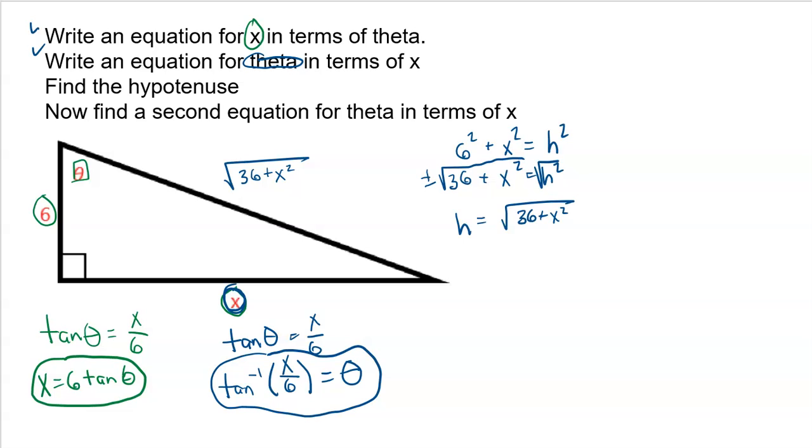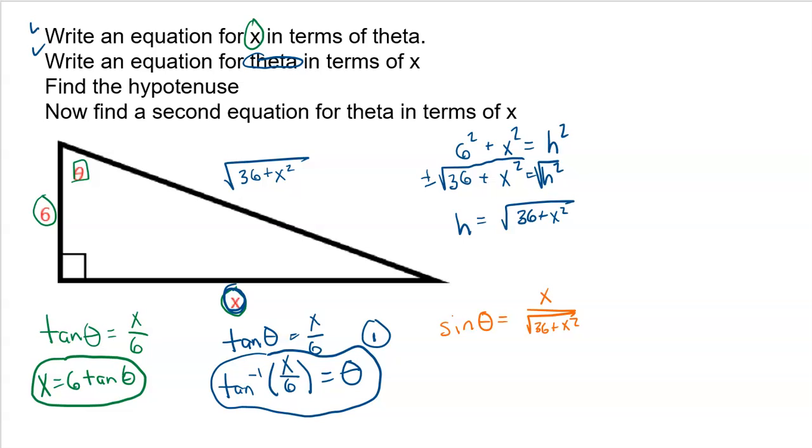So now it says find a second equation for theta. Well, I already found one equation for theta, and the only way I could find a second equation is if I use another side, because I've already used the 6 and the x, which is tangent. If I'm going to use sine or cosine, I'm going to have to involve the hypotenuse. But no big deal, I have the hypotenuse now. So let's do sine. Sine of theta equals opposite x over hypotenuse, the square root of 36 plus x squared. Okay, not the prettiest, but it doesn't matter.